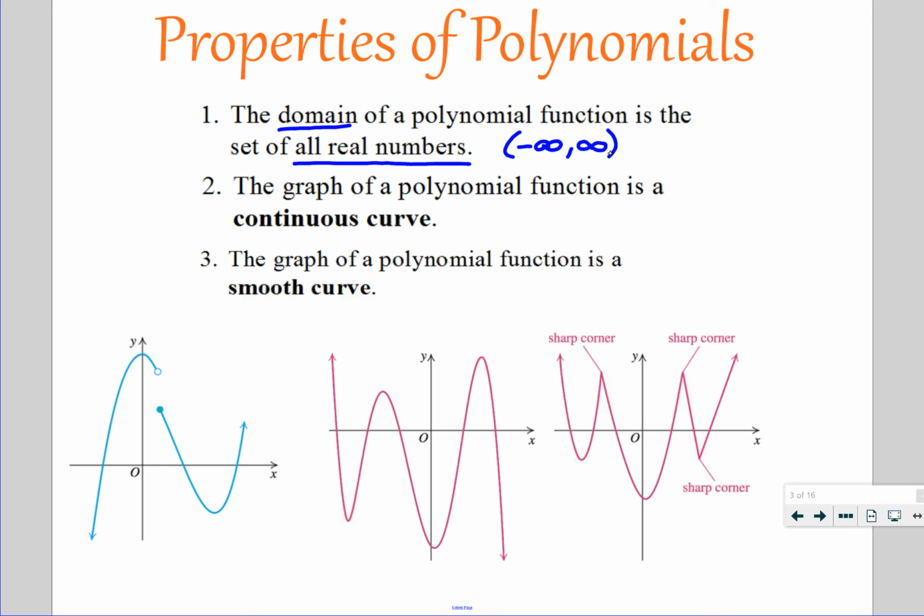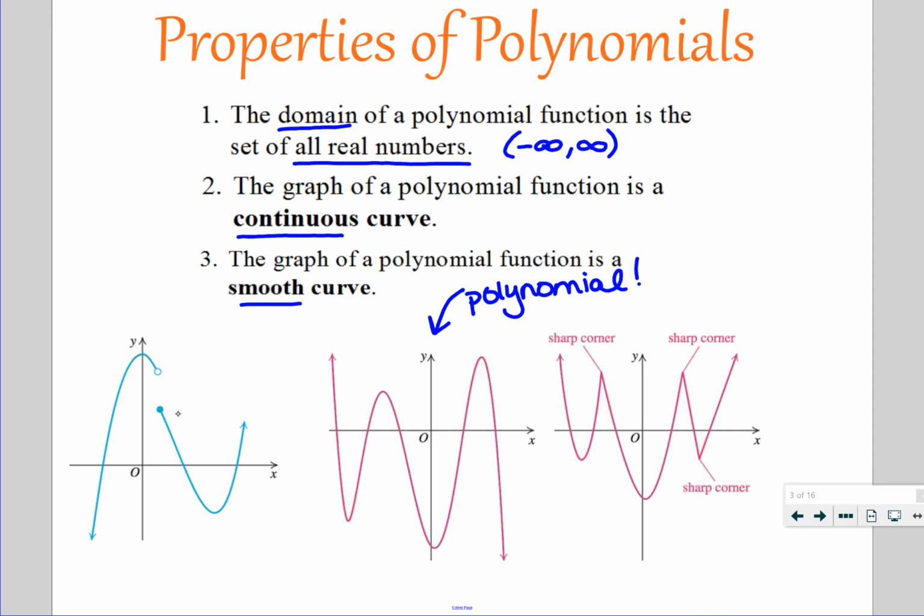In addition, the graph is a continuous and smooth curve. So continuous and smooth curve look like the graph in the middle. The graph in the middle is a polynomial function here. I can trace this whole graph with my pencil without having to pick up my pencil.